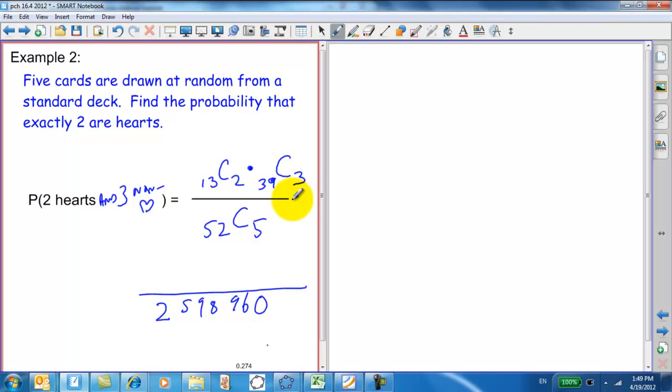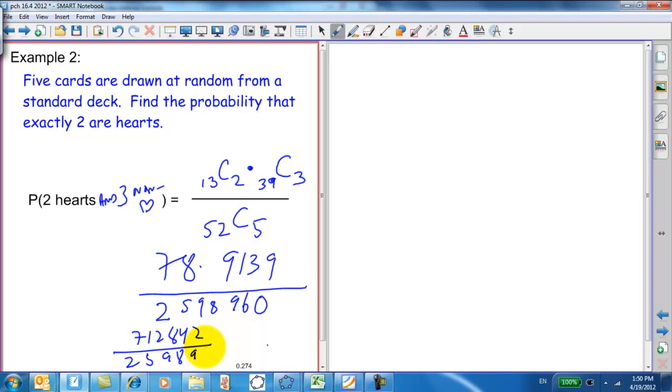13C2 on your calculator works out to be 78. And 39C3 works out to be 9,139. When we multiply these two together, we get 712,842. And you could stop there and just give this as your answer, because I can actually inspect: did you get the right sample space and do you have the correct event space? I would do it on the calculator just to make sure it's making sense.